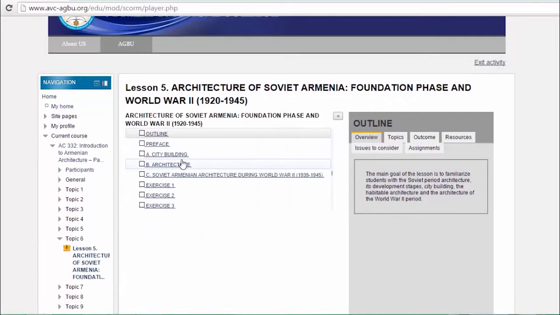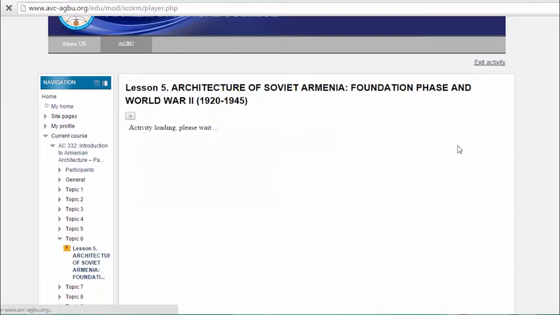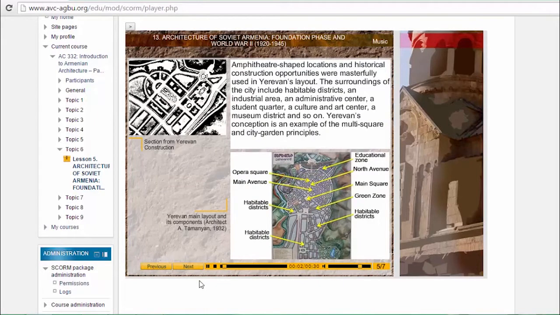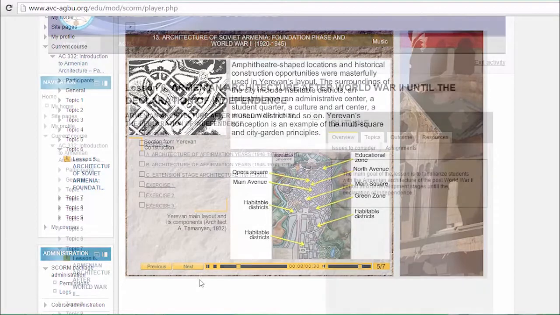Now let's explore the 20th century Armenian architecture. At 1 a.m. on April 3rd, 1924, the government of Soviet Armenia assembled for an extraordinary session to discuss the general layout of Yerevan, the architect of which was Alexander Tamanyan. Amphitheater-shaped locations and historical construction opportunities were masterfully used in Yerevan's layout.